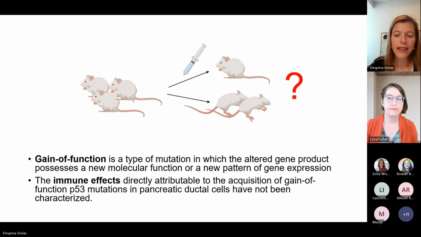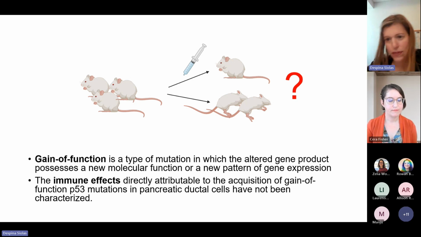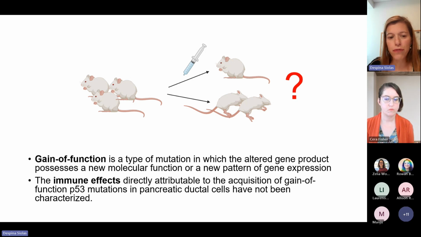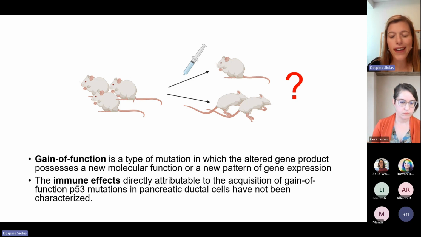So when I entered fellowship, I was supposed to just test out different mouse models with immunotherapy because it was the hot, new, exciting drug and see what happens. But I began to see there were changes in response based on genotype. So I wanted to explore this further. And as I mentioned, we're specifically talking about a gain of function, not a loss of function. So it's a different type of protein. And while the immune effects that were directly attributed to this gain-of-function protein weren't known.